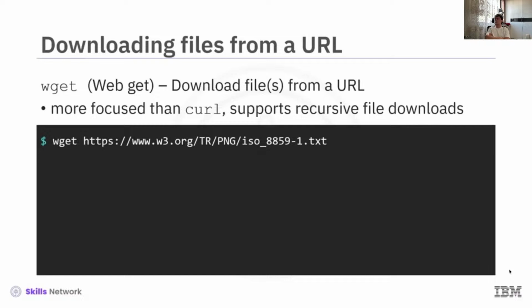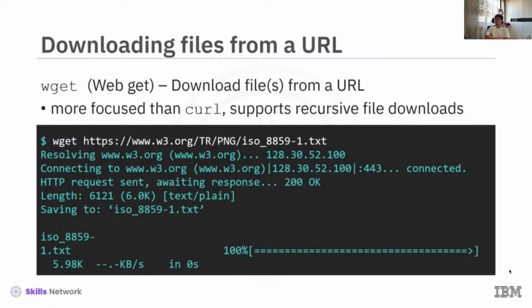Here you use wget to download a single test file called ISO_8859-1.txt, which is hosted by w3.org. wget returns information while it is downloading, such as resolving and connecting to the target server, HTTP request sent, awaiting a response, and saving the file, which it automatically names for you to the current directory.